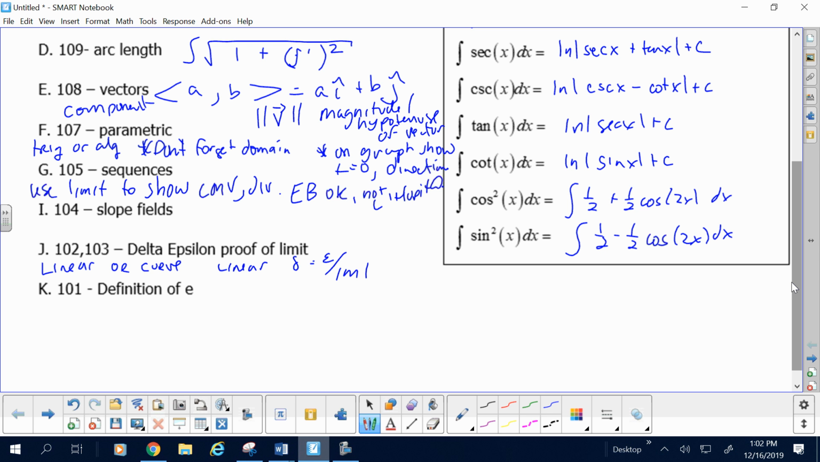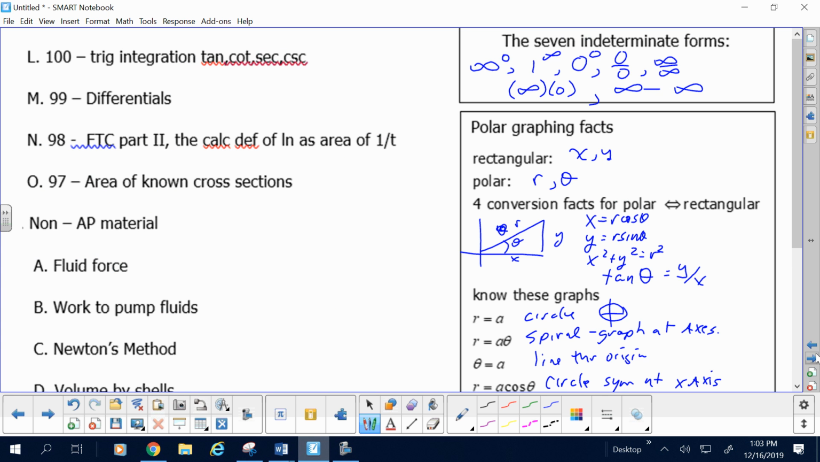Okay, definition of e. What is e by calculus definition? The limit as u goes to infinity of 1 plus 1 over u, to the u. All right, and be able to adapt that definition based on different numbers. Trig integration skills, that's there.